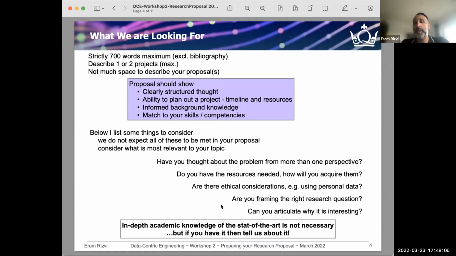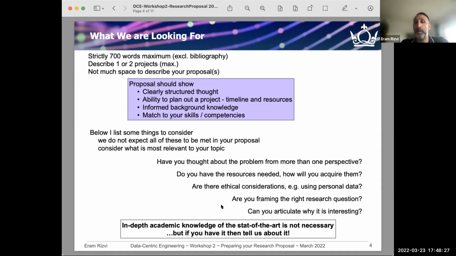And this is a tricky one, the next one. Are you framing the right research question? So this requires quite some thought. You've obviously come up with a proposal and a program of research activity, but have you broken it down to the right research questions to help solve those problems and advance the research itself?